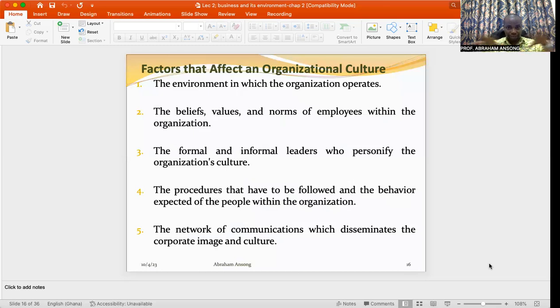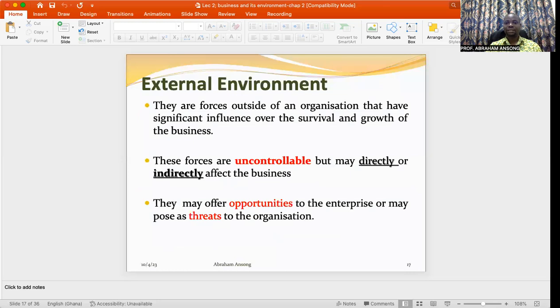If you have an open system form of communication where information disseminates quickly, then it's possible to maintain and keep some image and some culture going. But where information flow is not very fast, then it becomes difficult for people to know what is even happening, much less to want to behave in accordance with what is happening. All right. So communication networks within the organization can affect the culture of the organization.